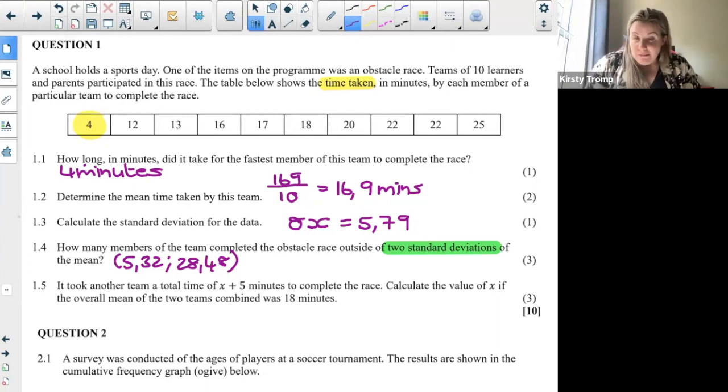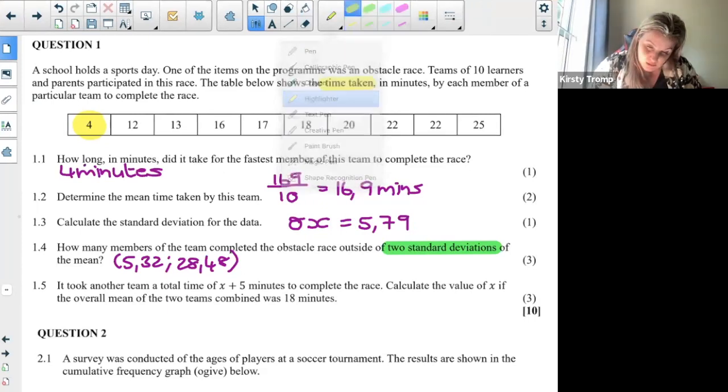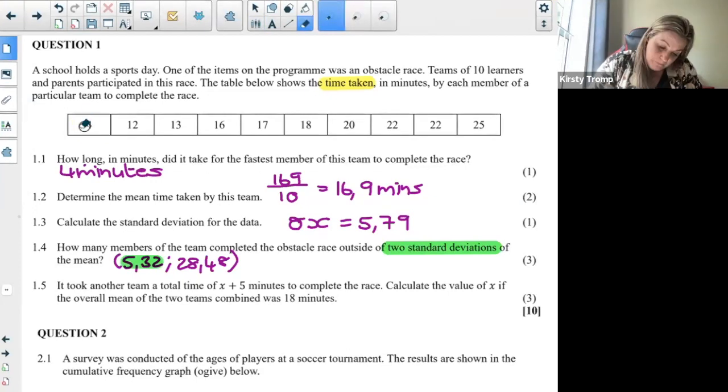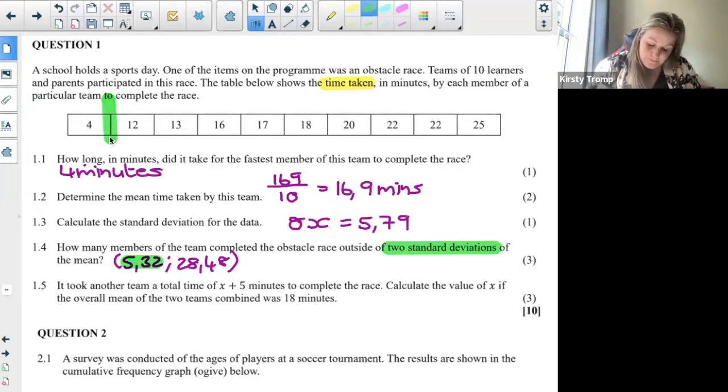How many team members completed this race outside of, and let's start with the lower one. So we start with the lower one, 5,32. How many team members are below 5,32, guys? If I'm looking at that, my lowest number was 4. And then I went straight to 12. So is there anything below the standard deviation there? Yes, there is. There's 1 there. So far, I've got 1.